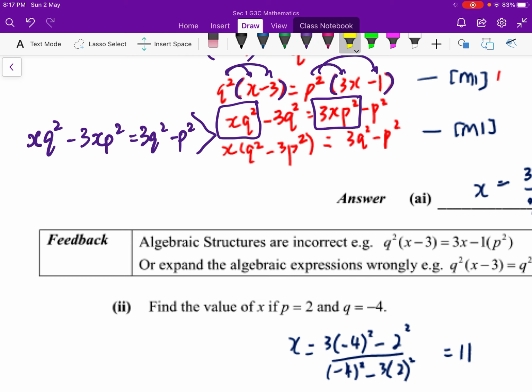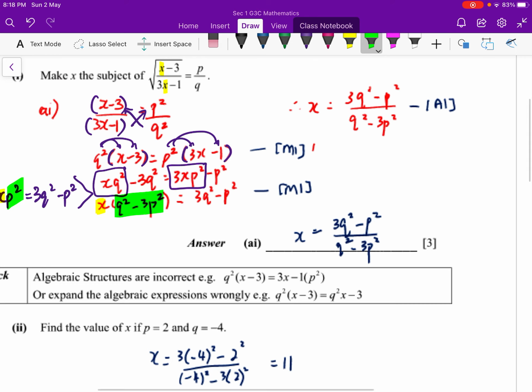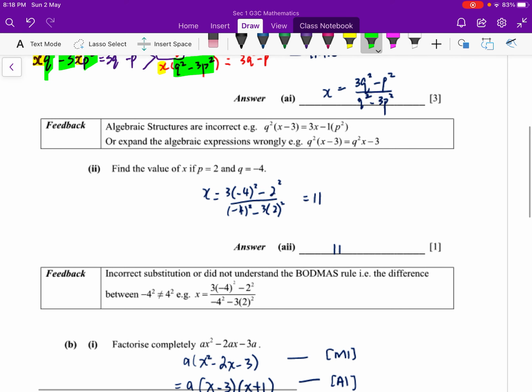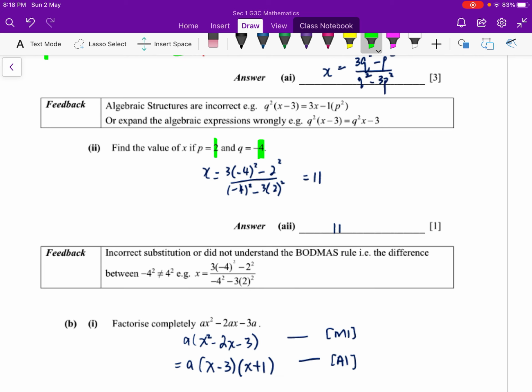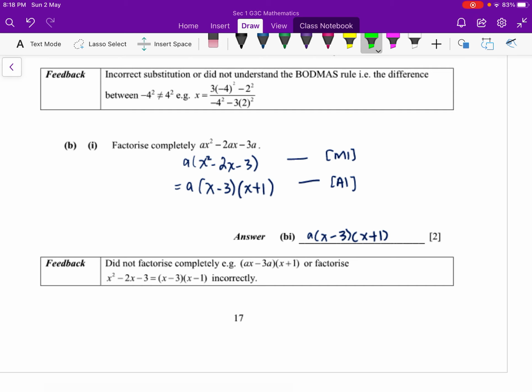Then we would have to factorize the x term out because they want x to be the subject. So you factorize it out, leaving us with q squared minus 3p squared. Then since they want x to be the subject, just divide both sides by the q squared minus 3p squared. Once you manage to do that, just a simple substitution for p and q to give us the answer for x. The next one, factorize completely.